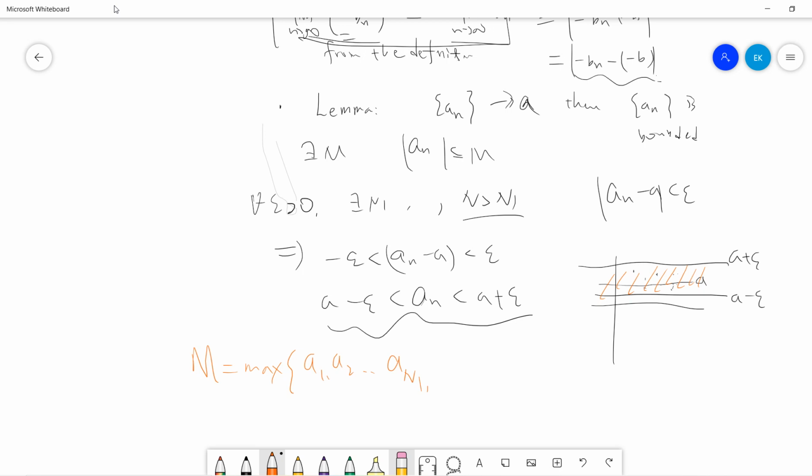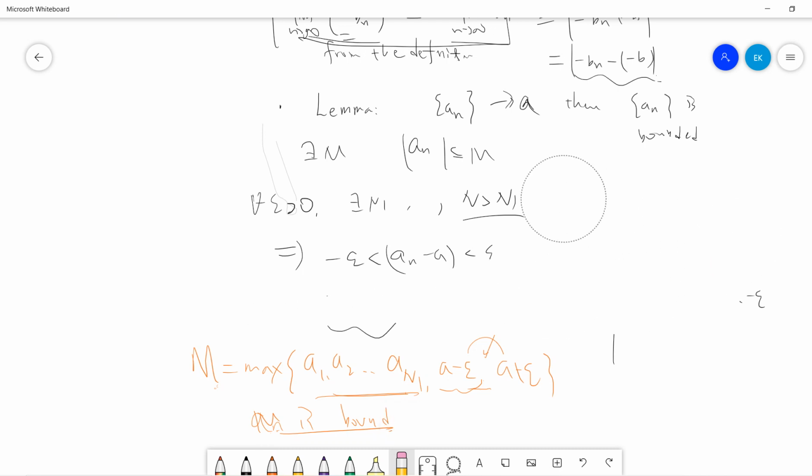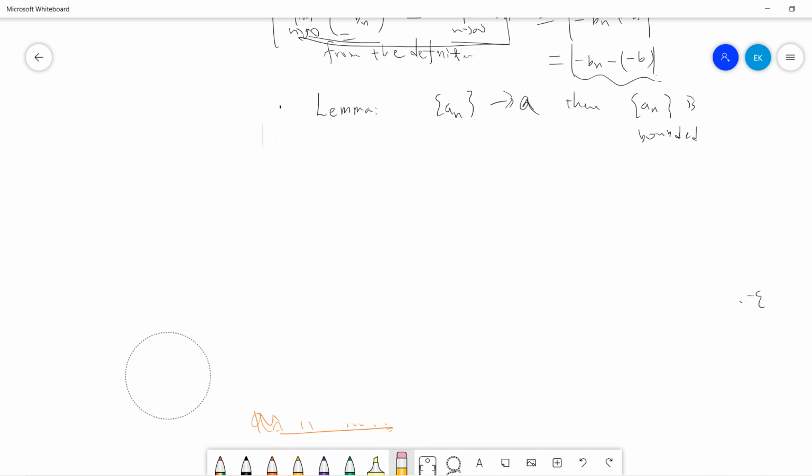Right, and with this a minus epsilon and a plus epsilon, it's clearly M is a bound, right? Because all the an larger than it will fall into this region. But previously we only have finitely many, so these are all a finite number. So I call it M, so an is bounded by M. Okay, so we only need this lemma, then we can prove the rest.